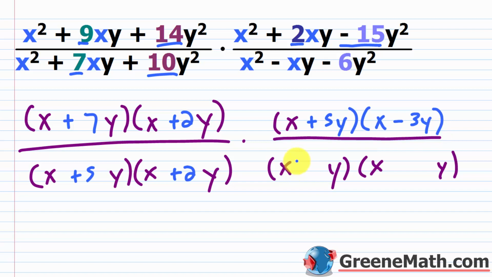Okay, so for this one, we have negative 1, you could think of it as, and negative 6. So the product is going to be negative 6, the sum is going to be negative 1, so that's going to be negative 3 and positive 2. So negative 3 and positive 2.